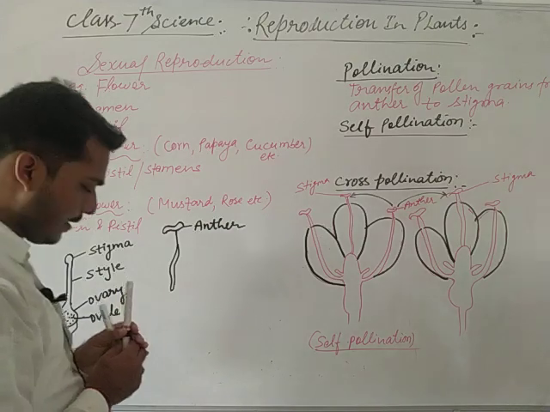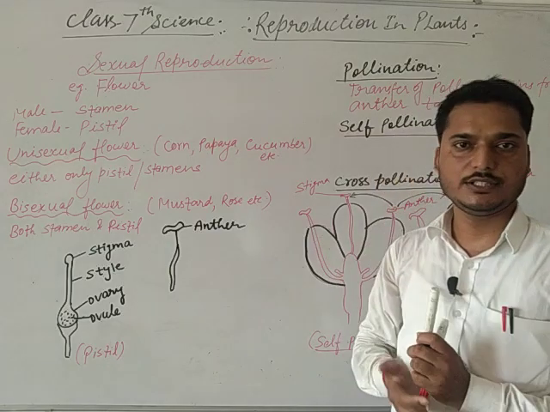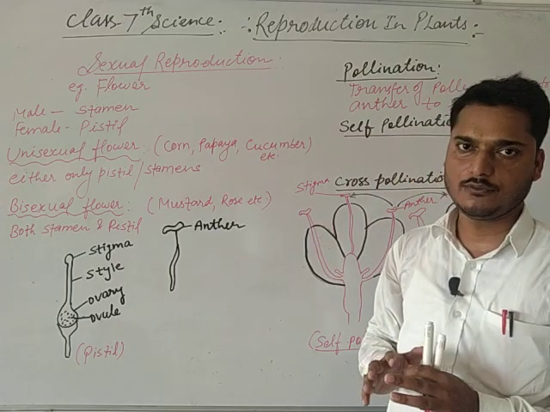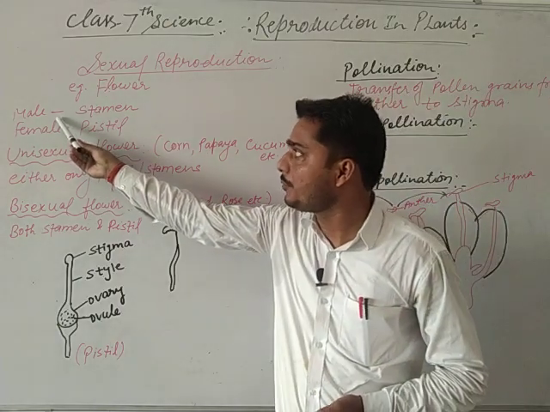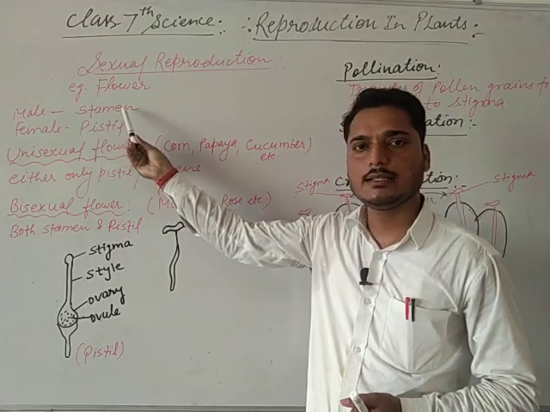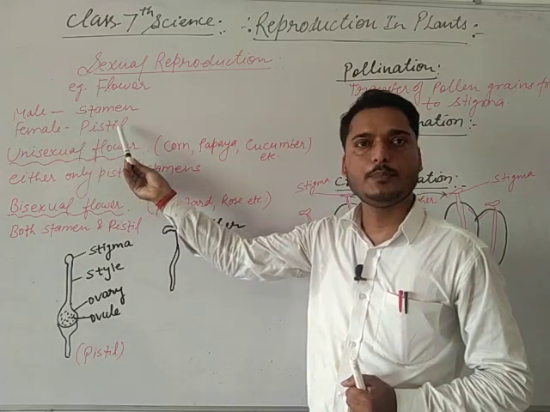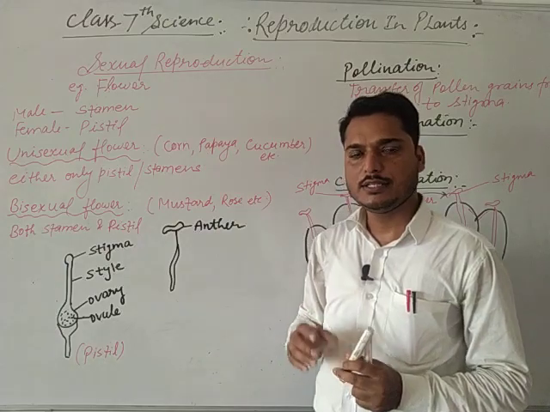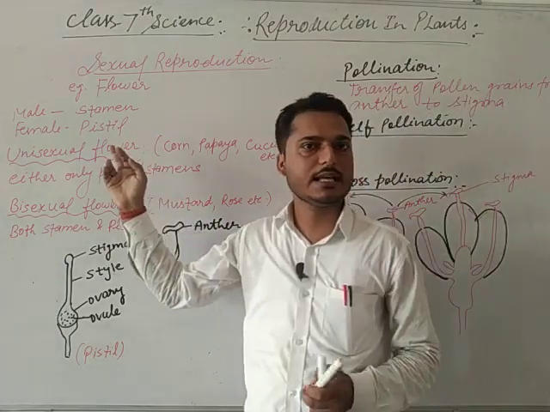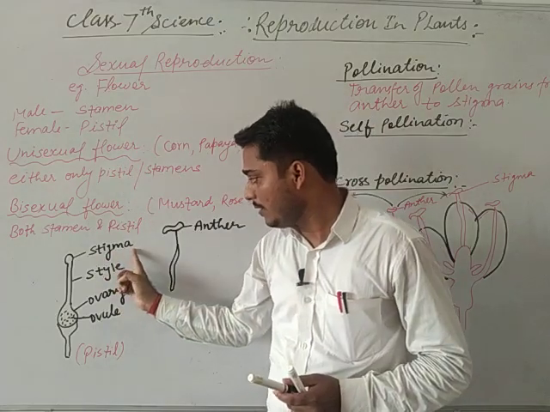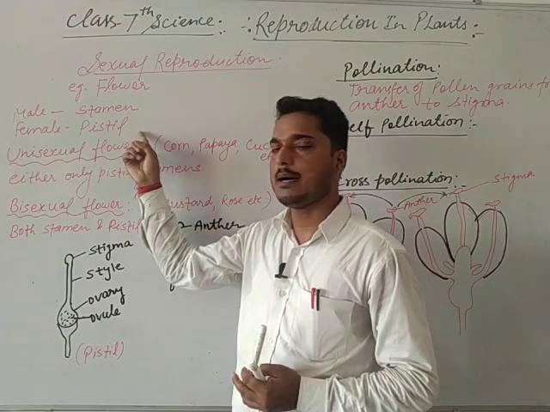If you look at a flower, there are two structures present, one male and one female portion. The male reproductive part in a flower is called the stamen and the female reproductive part is called the pistil. The pistil contains the style, stigma and ovary. There are three parts which come under the category of pistil.